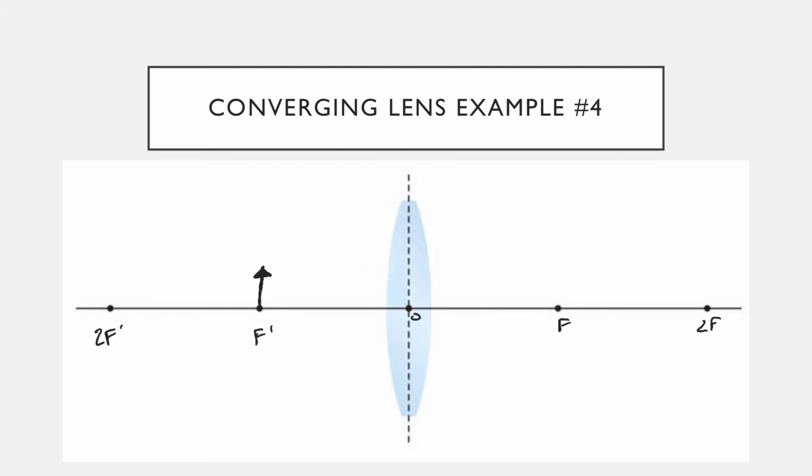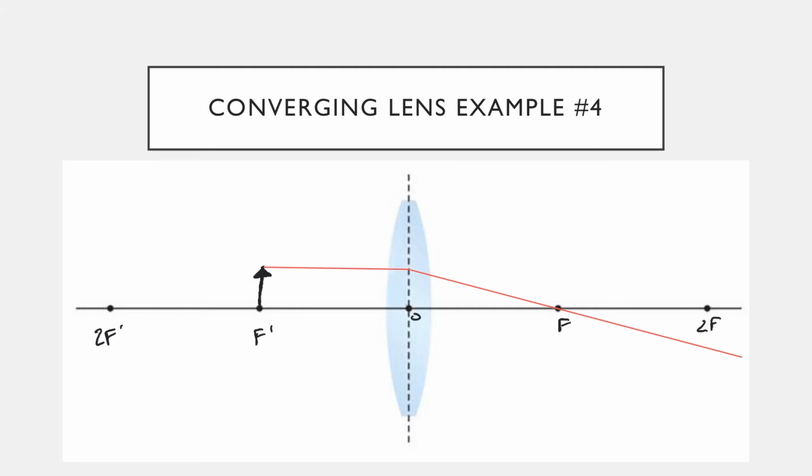For this case, we've now moved our object directly on the point F prime. If you remember from our mirrors, usually weird stuff happens when we have an object at the focus point. So we're going to start, as always, by drawing our parallel line. That's then going to go through F.